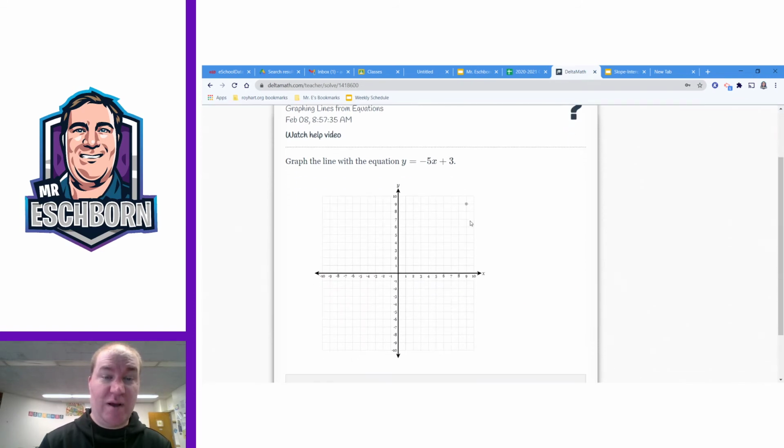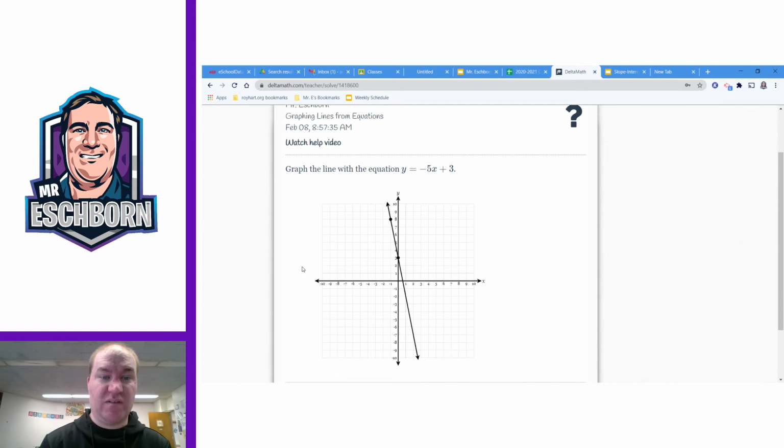This one says the y-intercept is +3. The slope is -5. Now that's not a fraction, but it's really over 1, right? So I need to rise 5 and run 1. So that's my answer to that one.